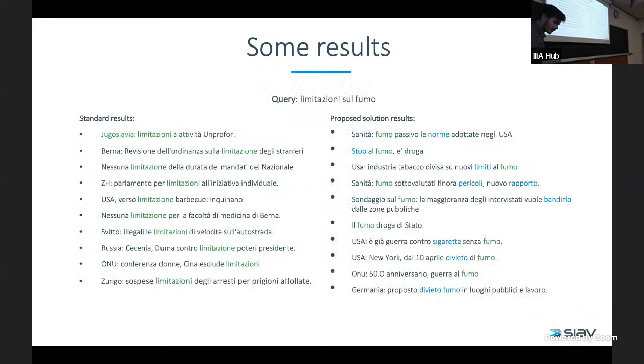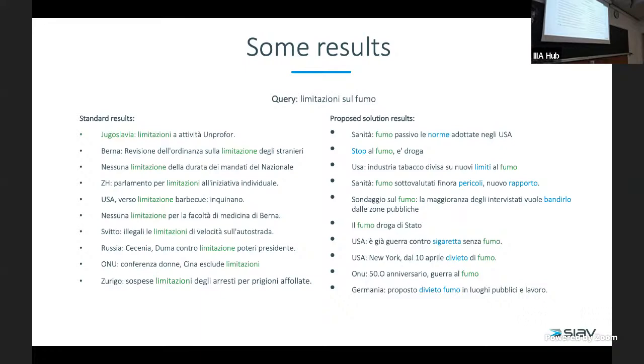The second example that we chose to use is a particular query, which is "limitazione sul fumo". Here we are likely searching about some new legislation about smoke or something like that. And the particular thing about this query is that the 2 main keywords, which are limitazioni and fumo, never appear together in a document. So at most, you will be able to have a single match.